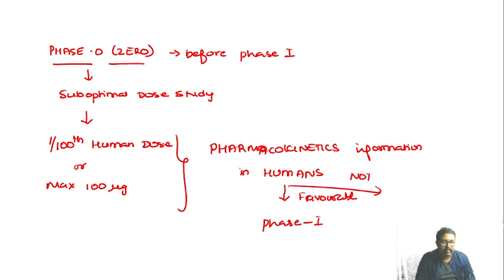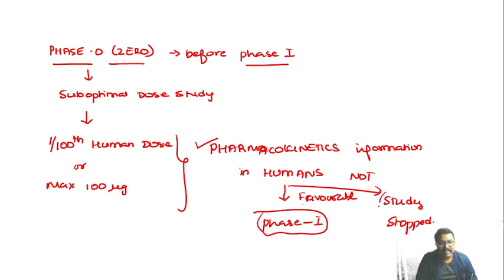If it is not favorable, the study will be stopped here itself. So phase 0 is done just before phase 1 to check for the pharmacokinetic information in humans. If it is favorable, the candidate molecule will be taken for phase 1 study. If it is not favorable, the study will be stopped here itself, so that you can avoid spending more money as well as manpower into the subsequent clinical trial phases.